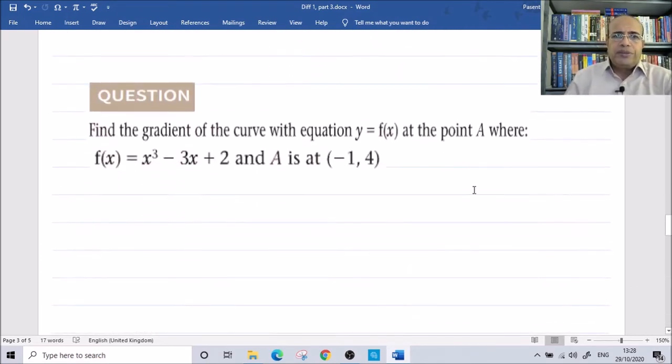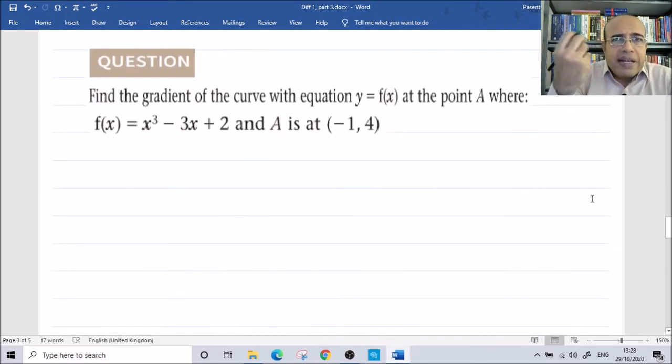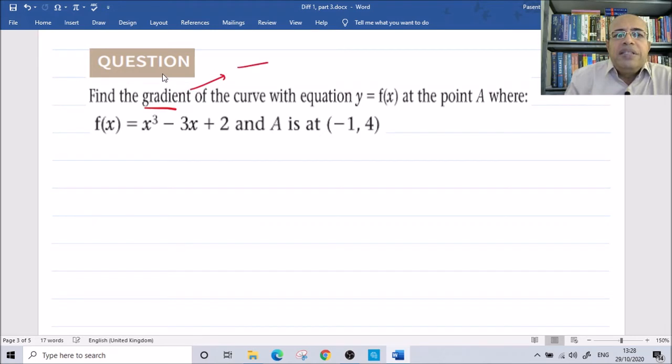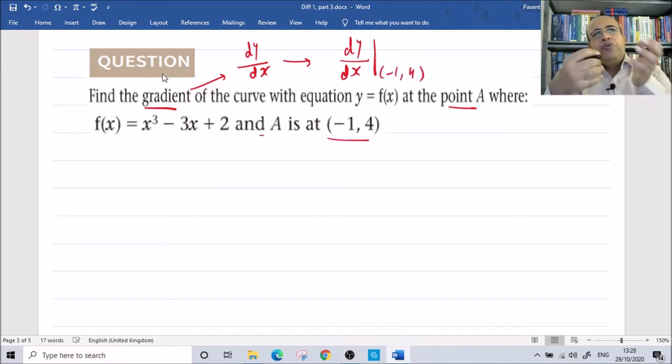Another question. Find the gradient. The gradient means what? The gradient means dy by dx. Find the gradient at the point. It means we need dy by dx at this point. The point A is negative 1 and 4. How can we get this? After you get the derivative, the gradient, replace x by negative 1.